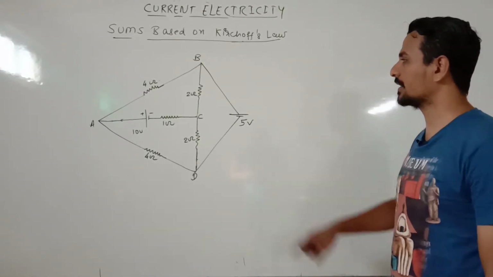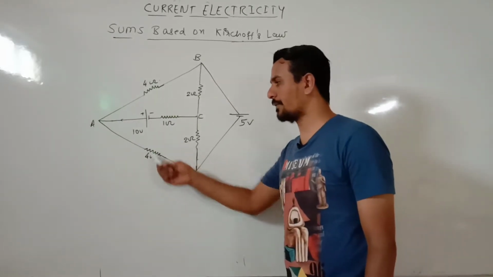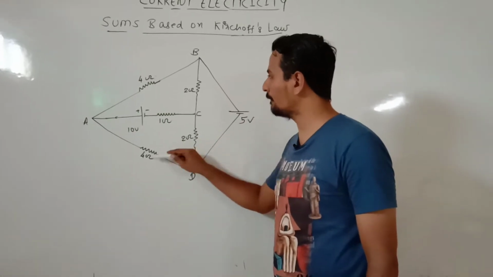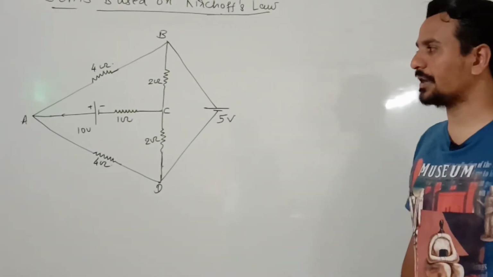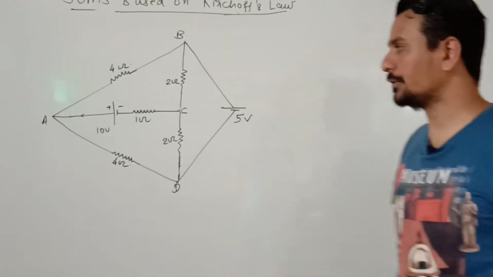There is a circuit shown in the figure. There are two batteries, one of 10 volt, another of 5 volt. These are the resistors: 2 ohm, 4 and 4. You have to find the current flowing through each branch, right? You have to determine the value of current. Okay, so we'll use KVL.